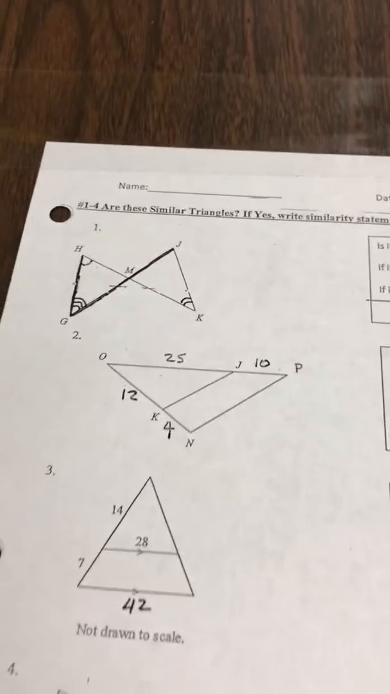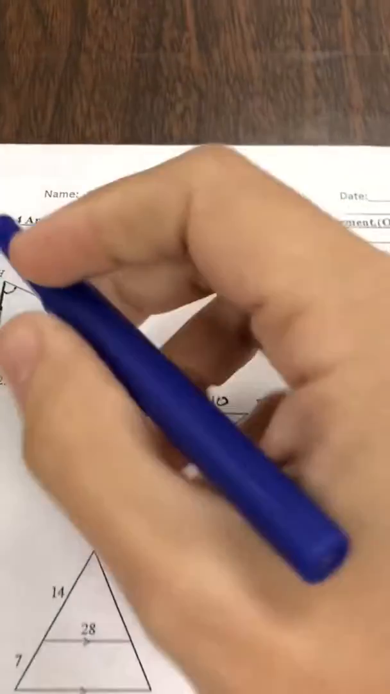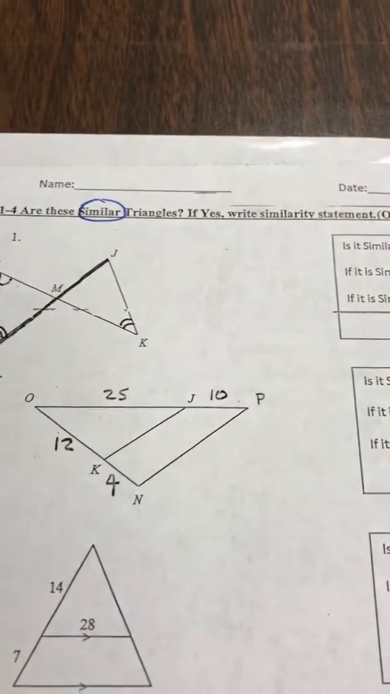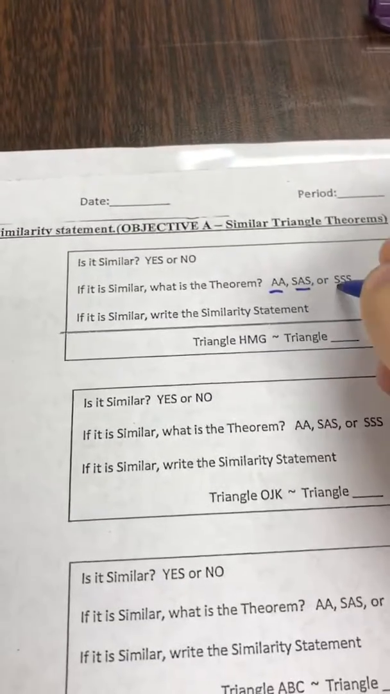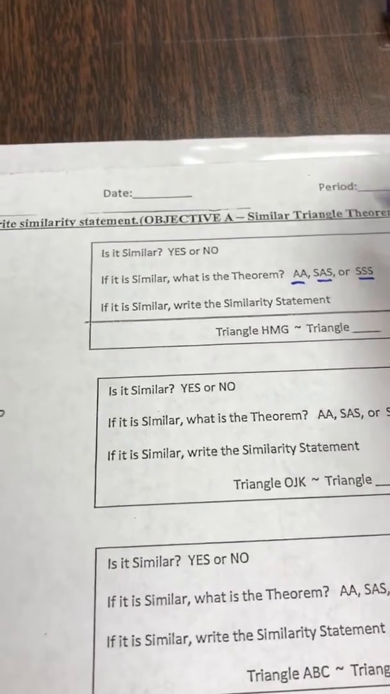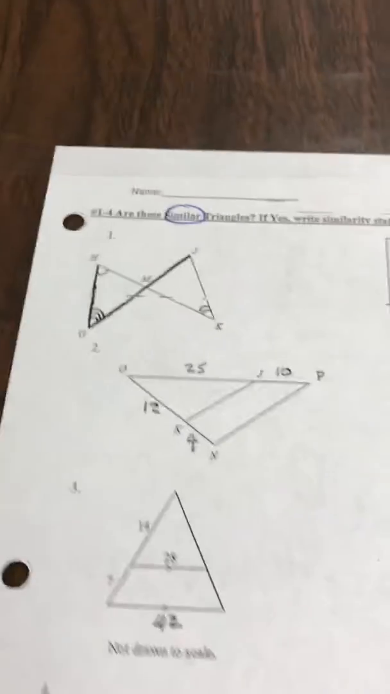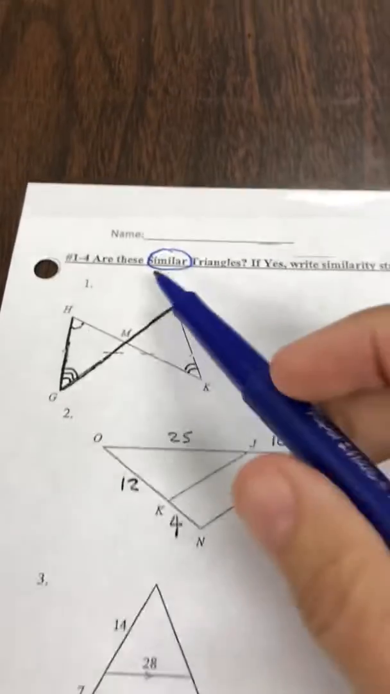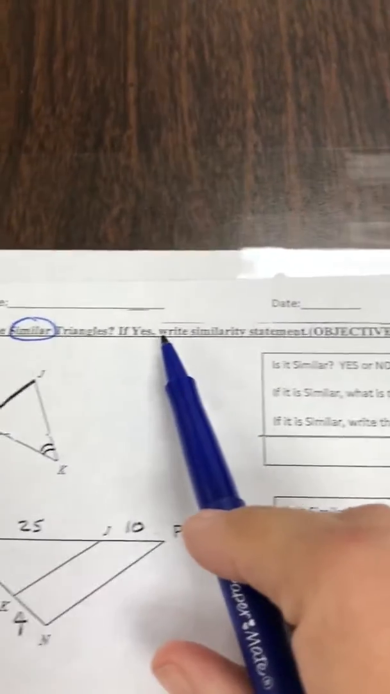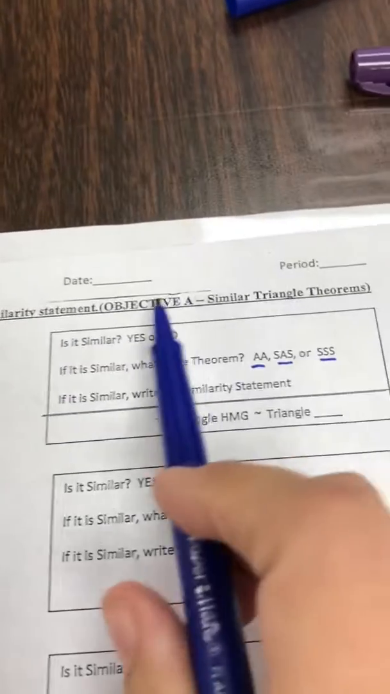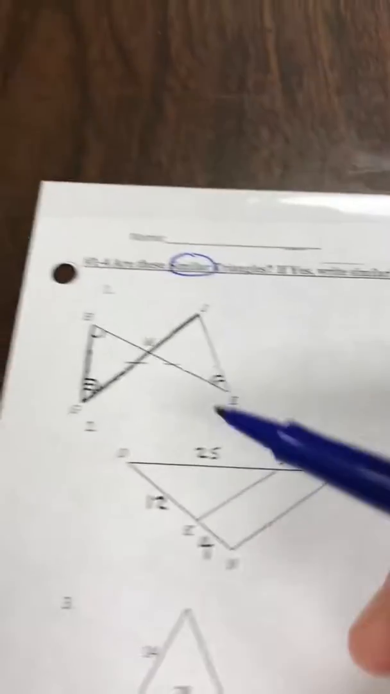Let's take a look. Now, the directions say, are these similar triangles? So our choices are going to be angle-angle, side-angle-side, or side-side-side, or you're just going to have to say, no, not similar. And we've been practicing that in the last couple assignments. So it says, are they similar? And if yes, we're going to have to write the similarity statement. And this is our first objective, similar triangles.